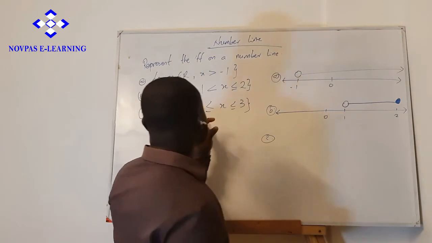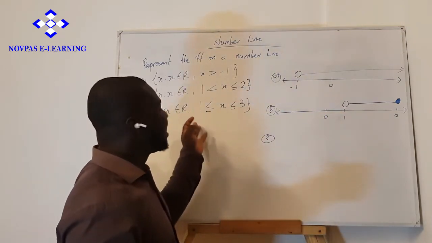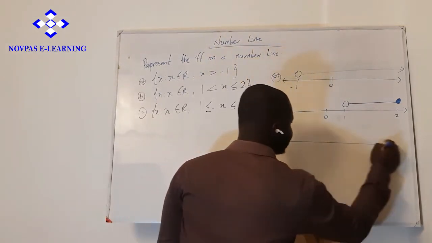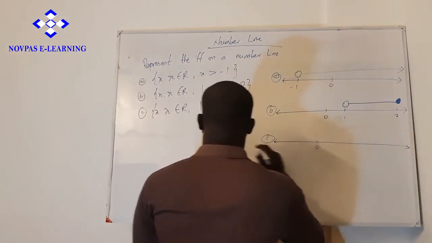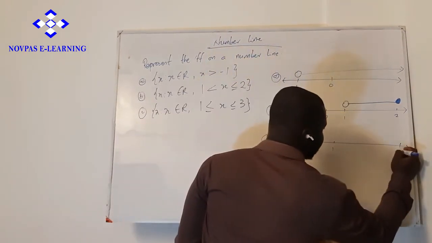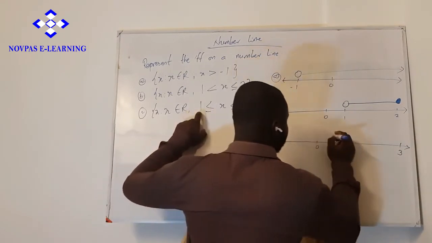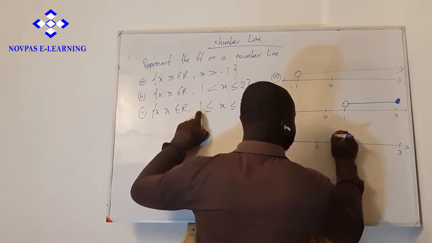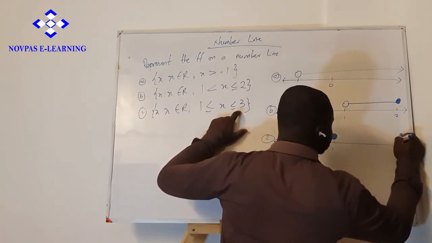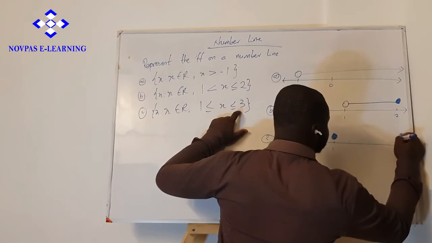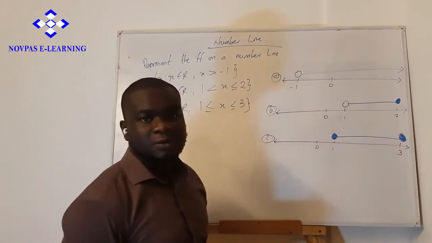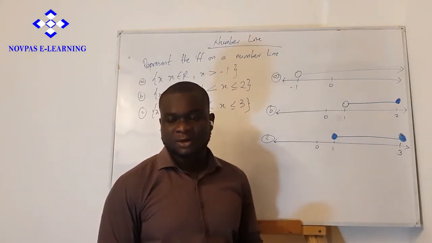C is also asking for what? The range of values between 1 and 3, with both of them inclusive. So 1 and then 3. There's a bar under 1, so I shade it. There's a bar here as well, so you shade it. Then I draw. Good.